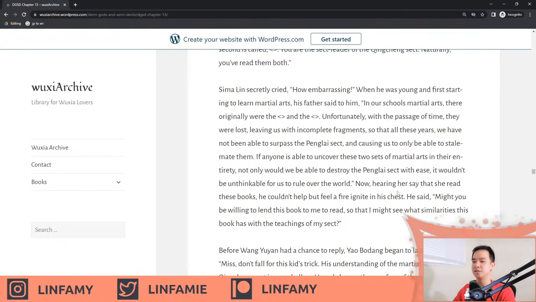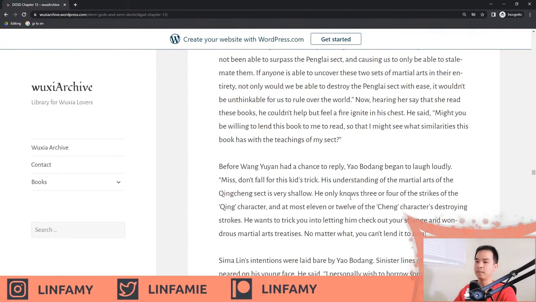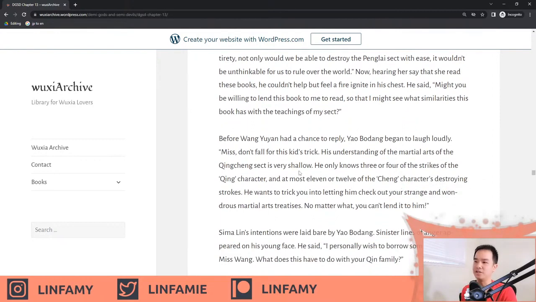Now, hearing her say that she read these books, he couldn't help but feel a fire ignite in his chest. He said, "Might you be willing to lend this book to me to read, so that I might see what similarities this book has with the teachings of my sect?" Before Wang Yuyan had a chance to reply, Yao Bodang began to laugh loudly. "Miss, don't fall for this kid's trick. His understanding of the martial arts of the Qincheng sect is very shallow.